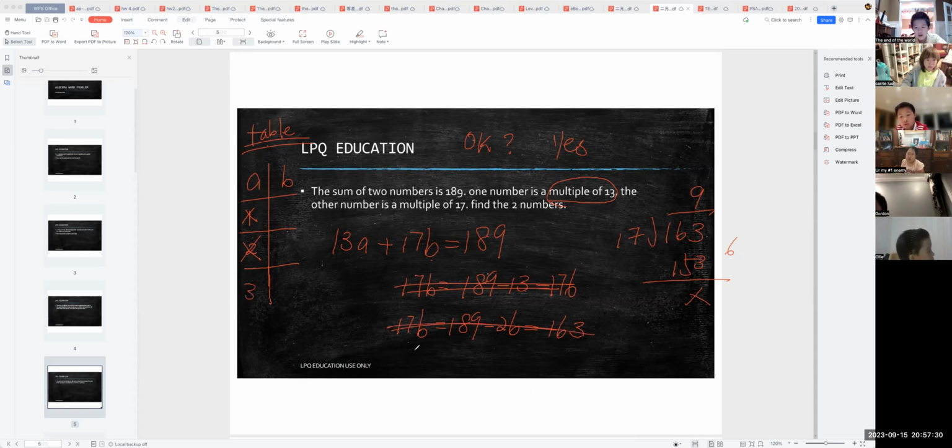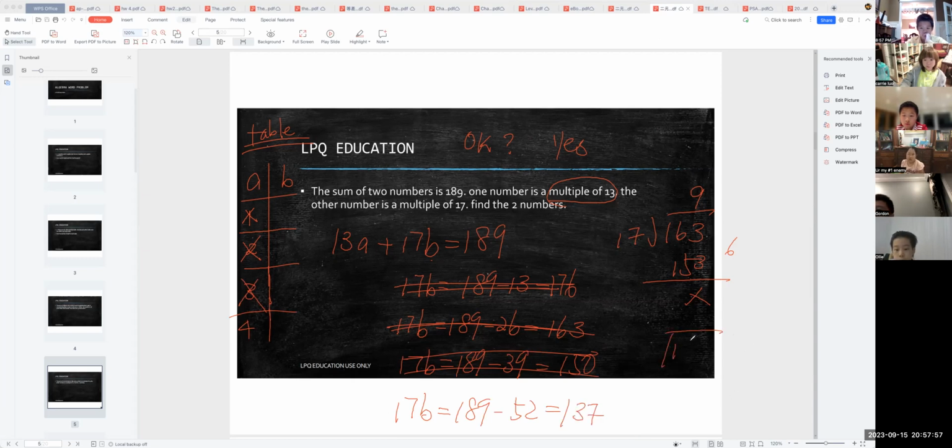So when A equals 3, 17B equals 189 minus 39 equals 150. I don't have to calculate it at all because it cannot be divided. 150 cannot be divided by 17. So let's see when A equals 4. So 17B equals 189 minus 52, which is 137. So you do 137 divided by 17. Is it possible? No, right? So we cannot. So keep going till you find the right answer. Get it, everybody? Okay, till you find the right answer.